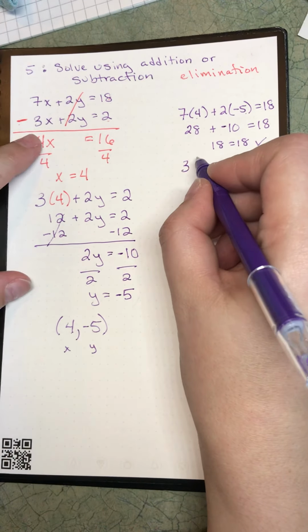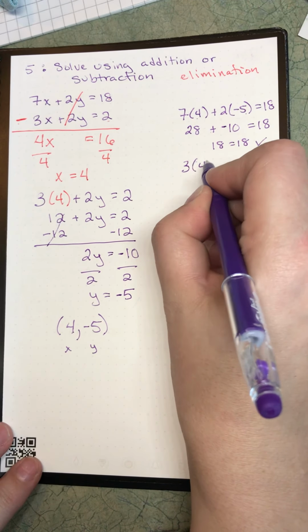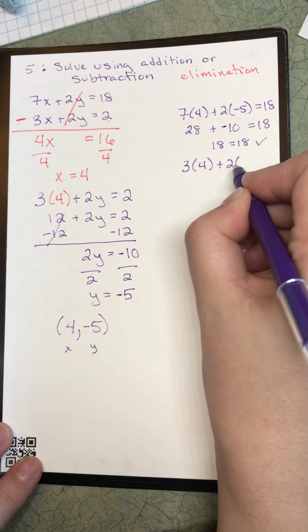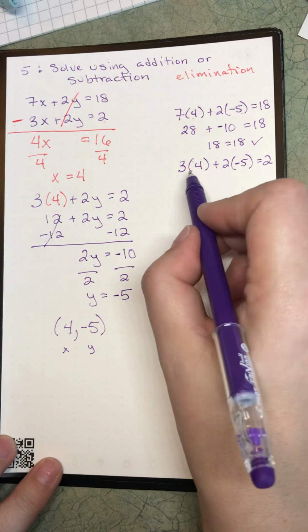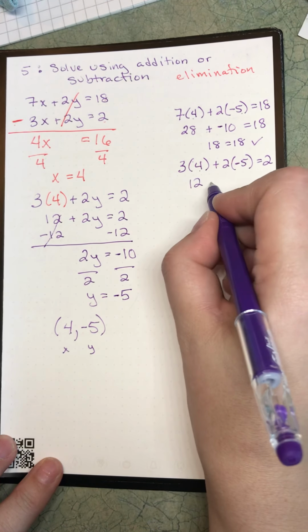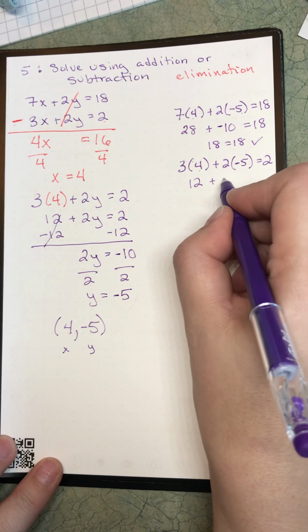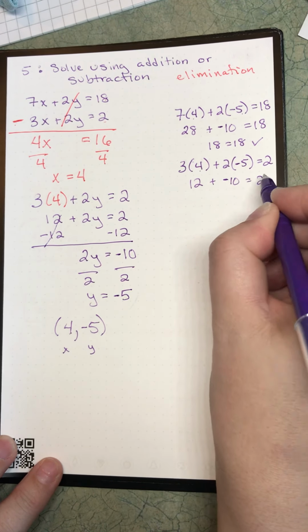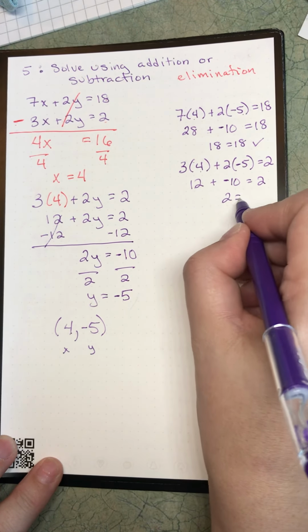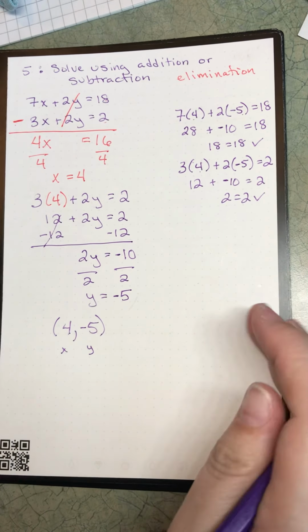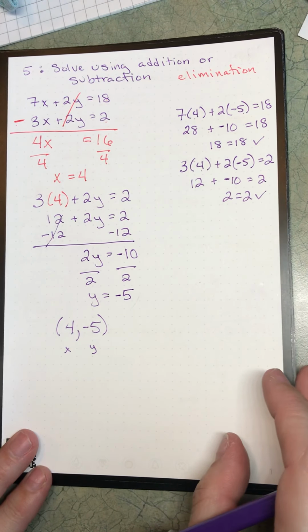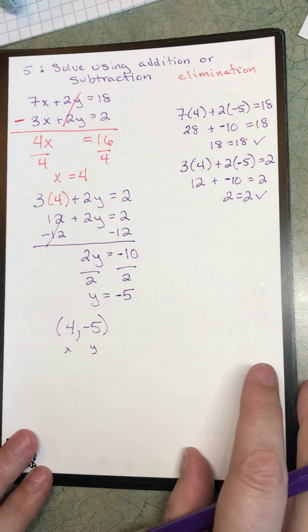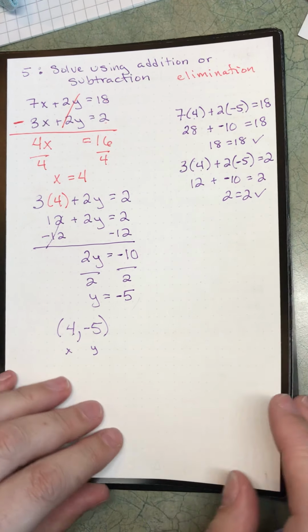Still have to check it with the other equation just in case I made a mistake. So instead of 3x, I'm going to put 4, plus instead of 2y, I'm going to put negative 5, equals 2. 3 times 4 is 12, plus 2 times negative 5 is negative 10 equals 2. 12 plus negative 10 is 2, equals 2. Yes, that works. So now we have successfully found and checked the solution to that system. We found that point where they cross without ever having to draw a graph. All right, let's do another example.